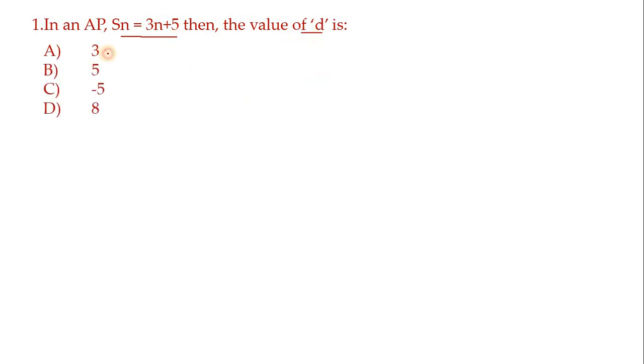Now let us move on to the question section. First one: in an AP, Sn is equal to 3n plus 5, then the value of d is. Options are 3, 5, minus 5, 8.